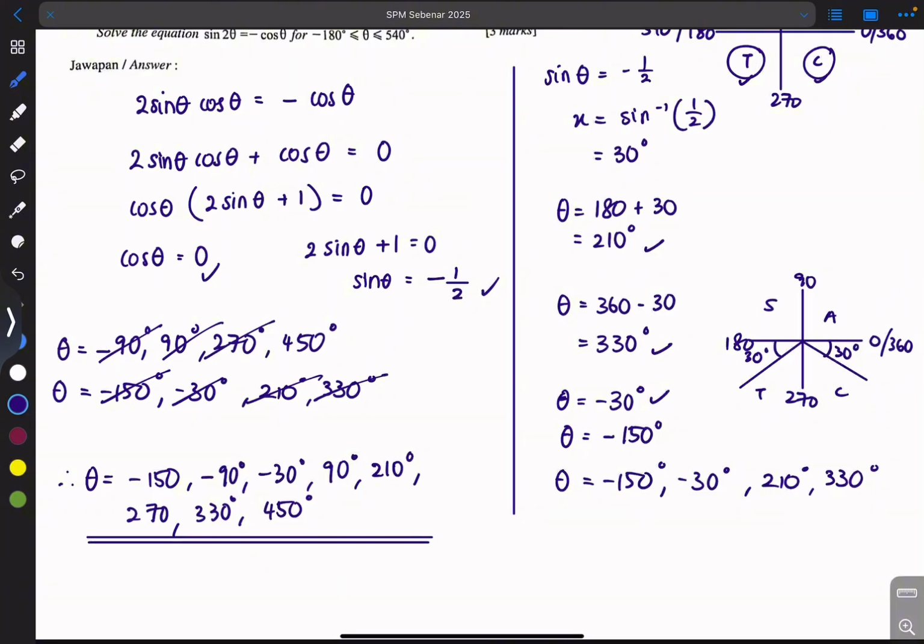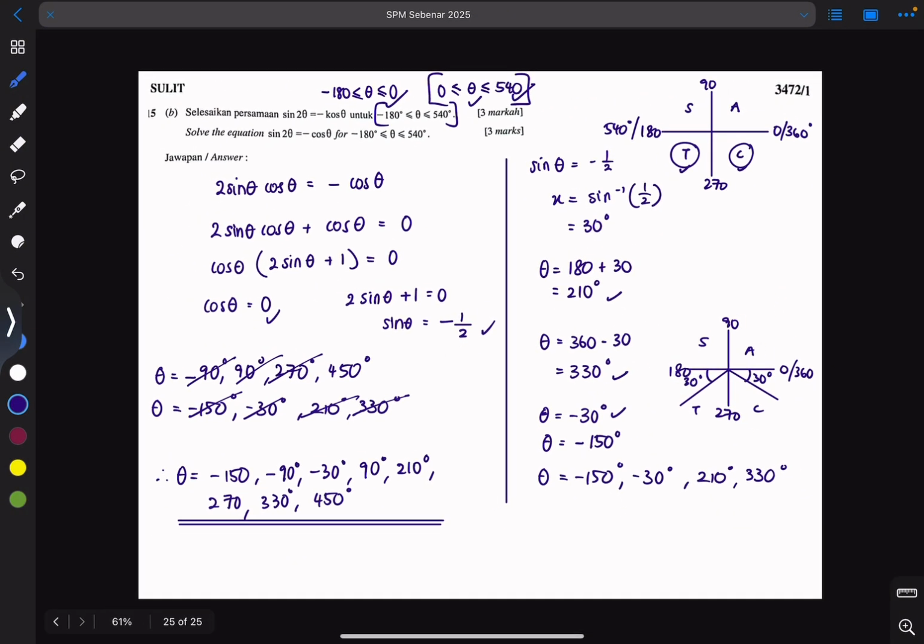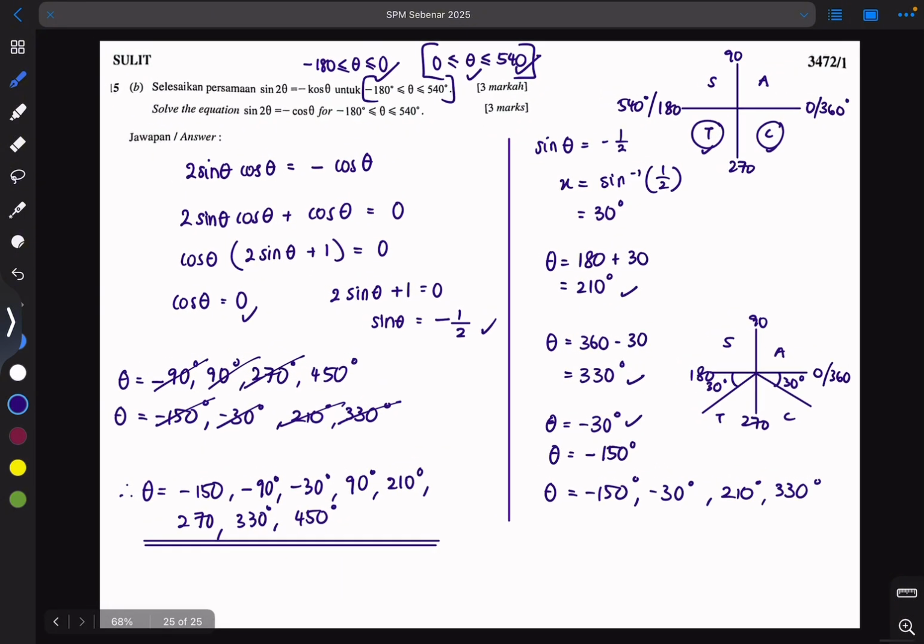To be honest, this question is really not worth it for 3 marks. It's a lot of work. But these are all your answers. To be honest, I've never seen a question this hard before. Alright, that's it for 2025 paper 1.